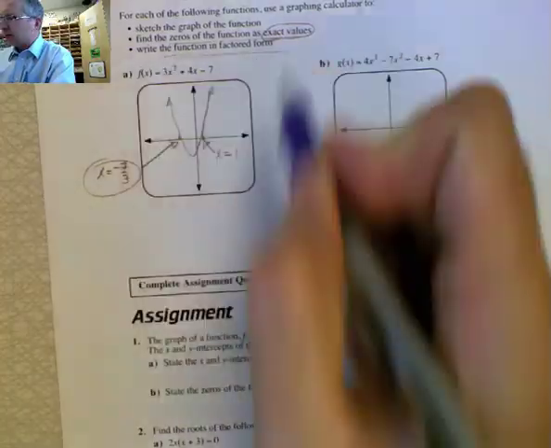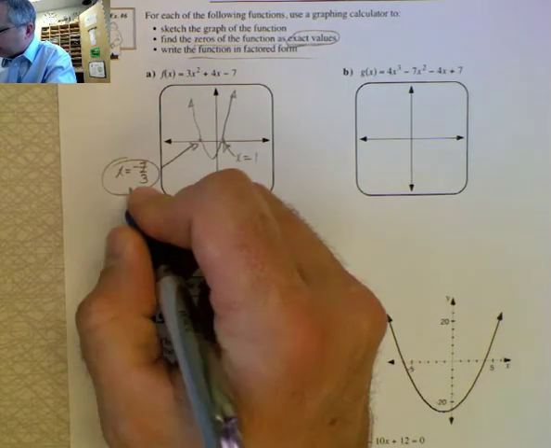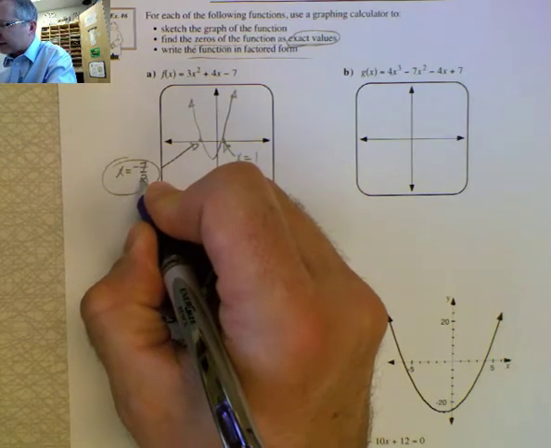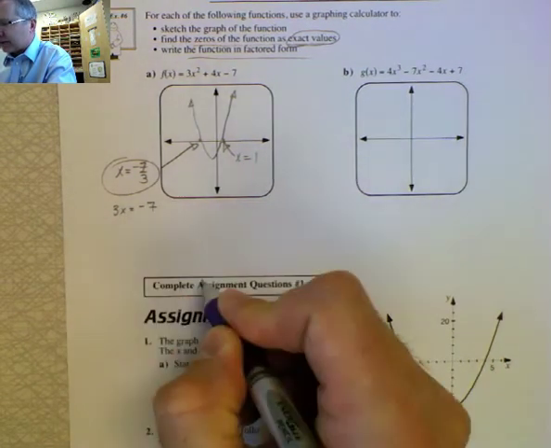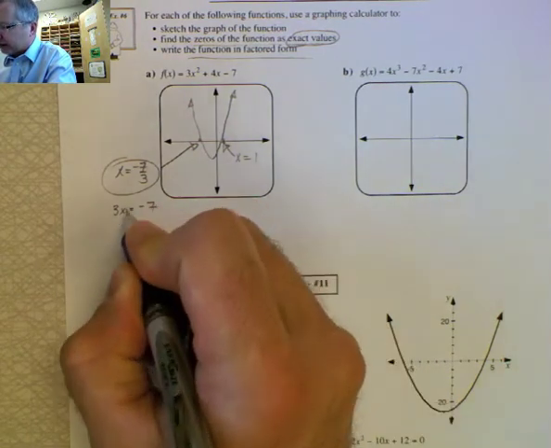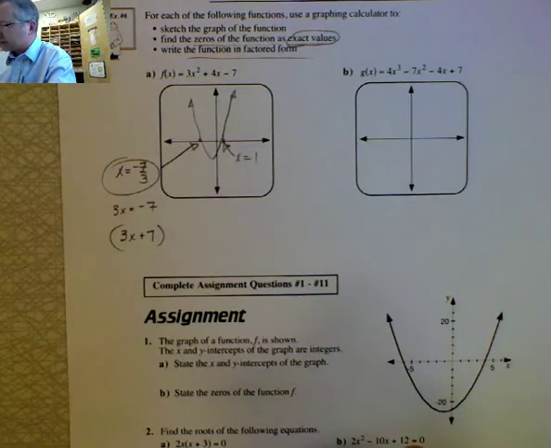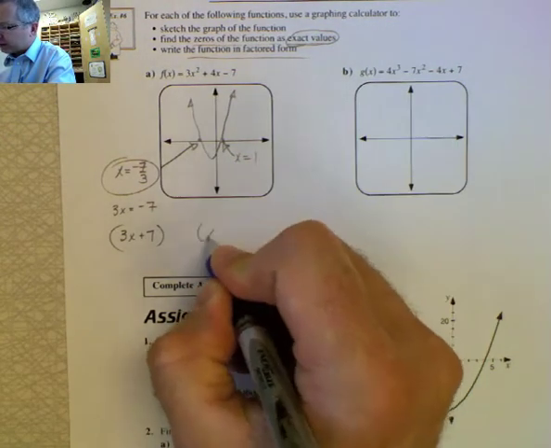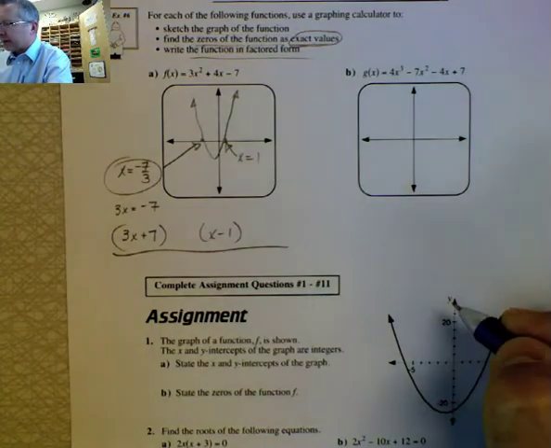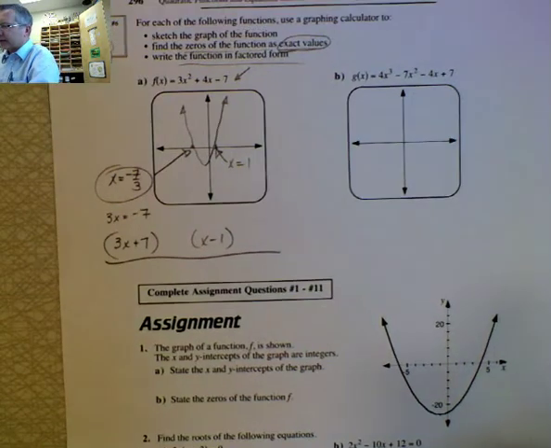The third thing it wants us to do is write a function in factored form. So if I know x equals -7/3, I'm going to multiply each side by 3 to give me 3x equals -7. I'm going to add 7 to the other side, and one of my factors is 3x plus 7. Here, I'm going to just subtract 1 to the other side and get x minus 1. There is the factored form of this quadratic.